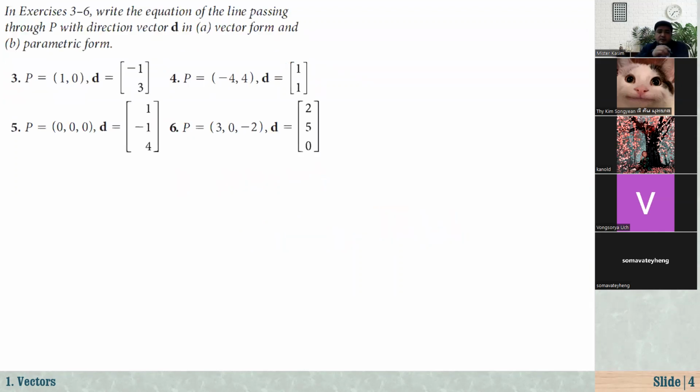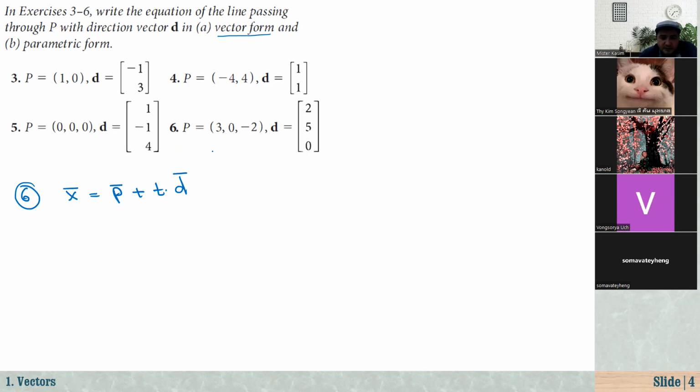Another example, in exercises 3 to 6, write the equation of the line that passes through P with direction vector d in vector form and parametric form. Okay, again here, let's do the last question, question 6. Point P is given. So first it says the vector form. What is the vector form? You know that the vector form is x is equal to p, any point on the line, plus t times d. That is the vector form of the line in R2.